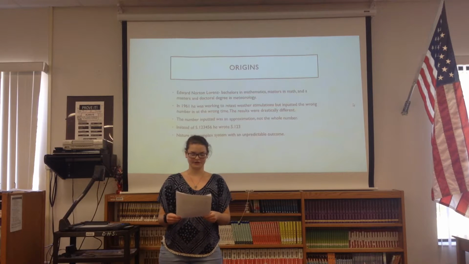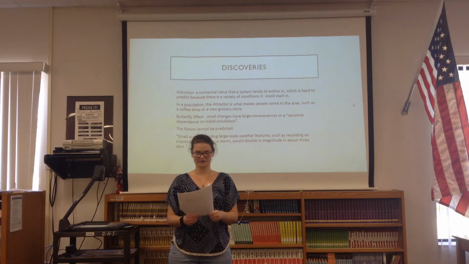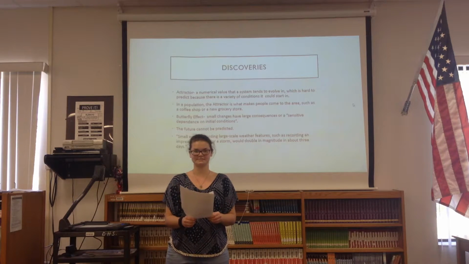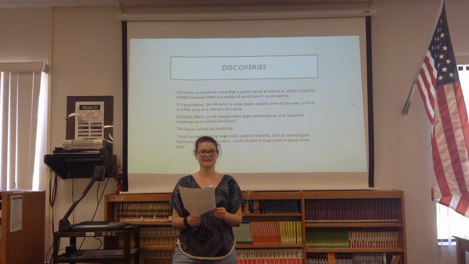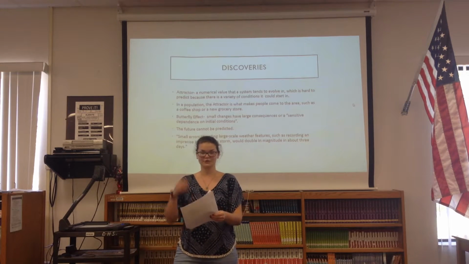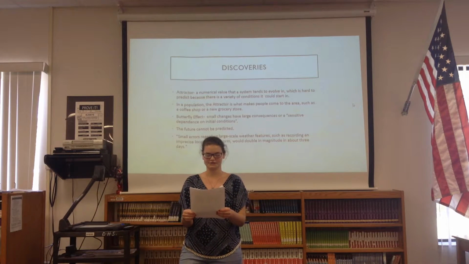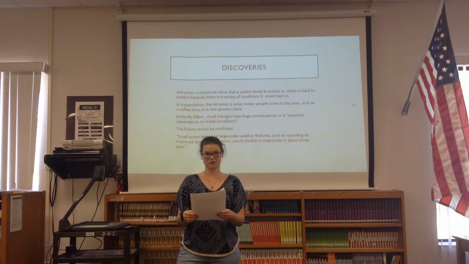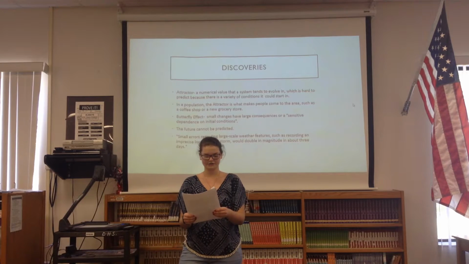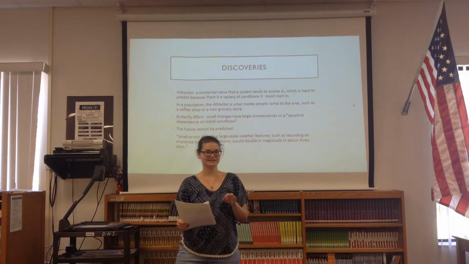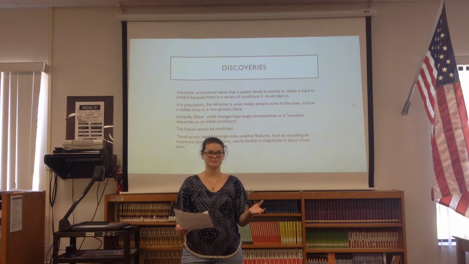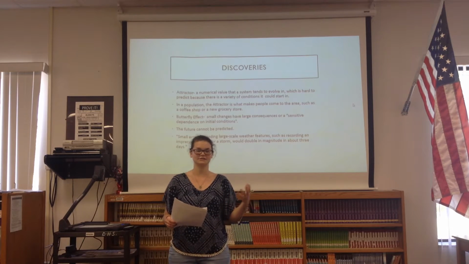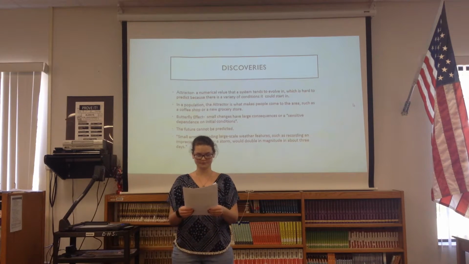One branch of discovery was the system of an attractor. An attractor is a numerical value that a system tends to evolve in, which is hard to predict because there's a variety of conditions it could start in. An equilibrium is found when information is put into graphs and the system works to solve a problem. An attractor does what its name says. It attracts the growth. In a population, the attractor is what causes people to come to the area, such as a coffee shop or a new grocery store.